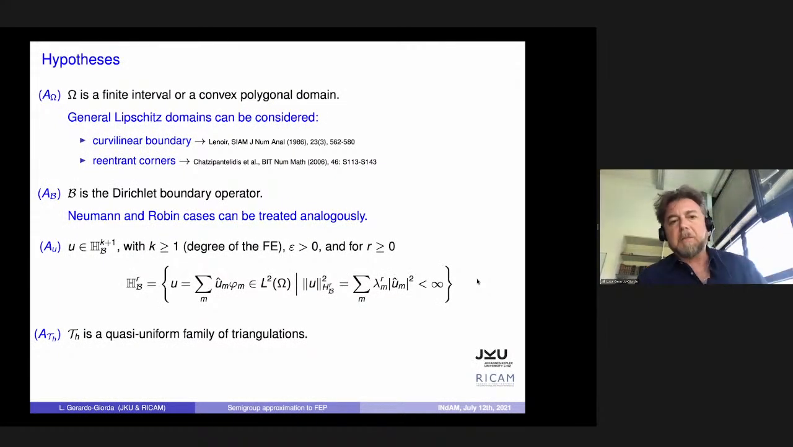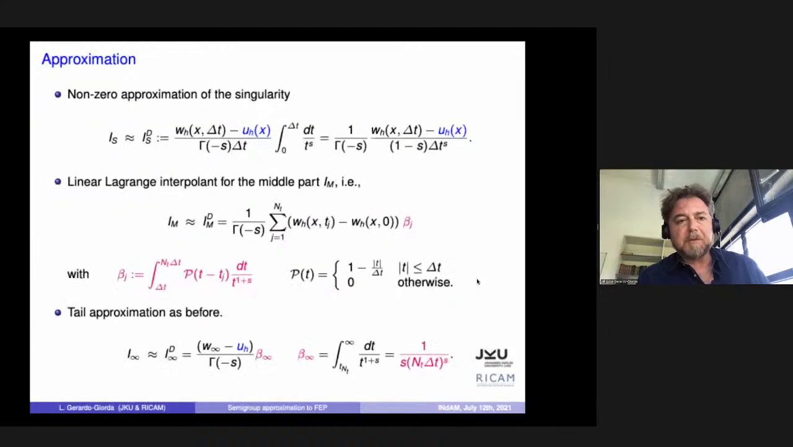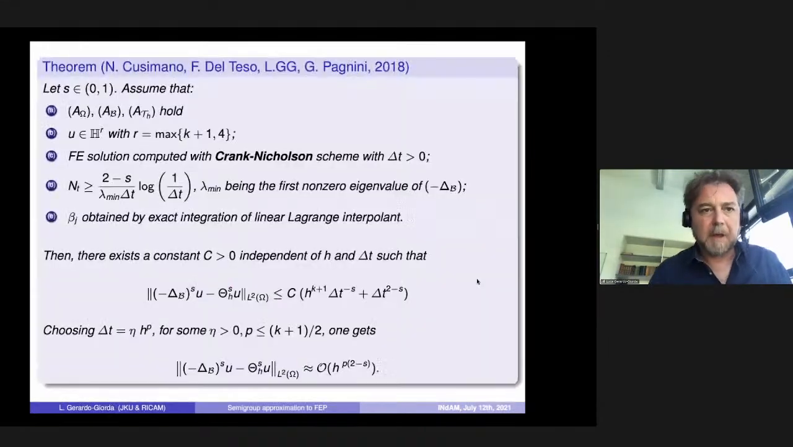under some suitable hypothesis of regularity for the domain and the Dirichlet boundary operator, and the fact that we use a quasi-uniform family of triangulations. We ended up approximating this integral by means of a Lagrange interpolant in the middle part, a non-zero approximation of the singularity, which relies on the solution of the heat equation, and then an approximation for the tail, where we just consider the result of that integral from a certain time forward. I'm going a little bit fast through this because this is just to tell you how we ended up dealing with the problem.